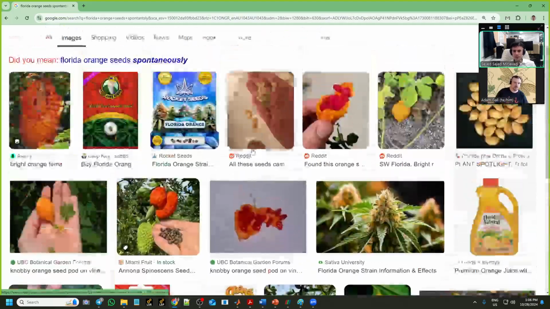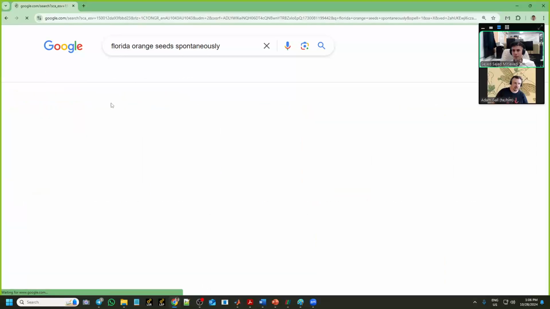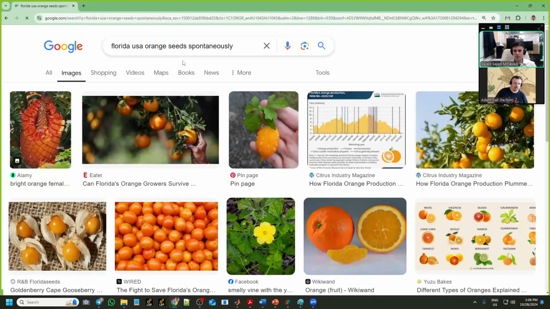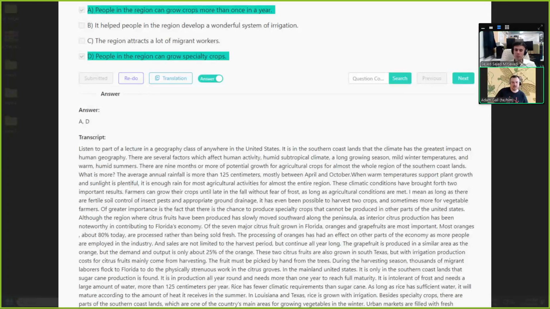Yeah, it seems that we have some kind of Florida, USA. Yeah, it seems that people do that, throwing seeds. So this is what happened in history. They don't do it as an industry. When they want to grow them, they plant them deliberately, but it has happened.